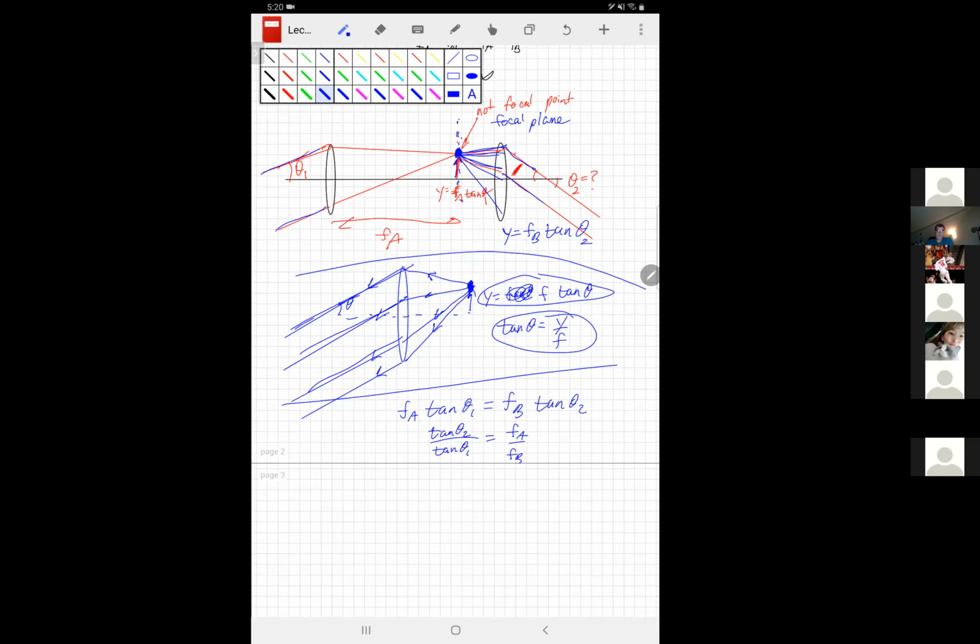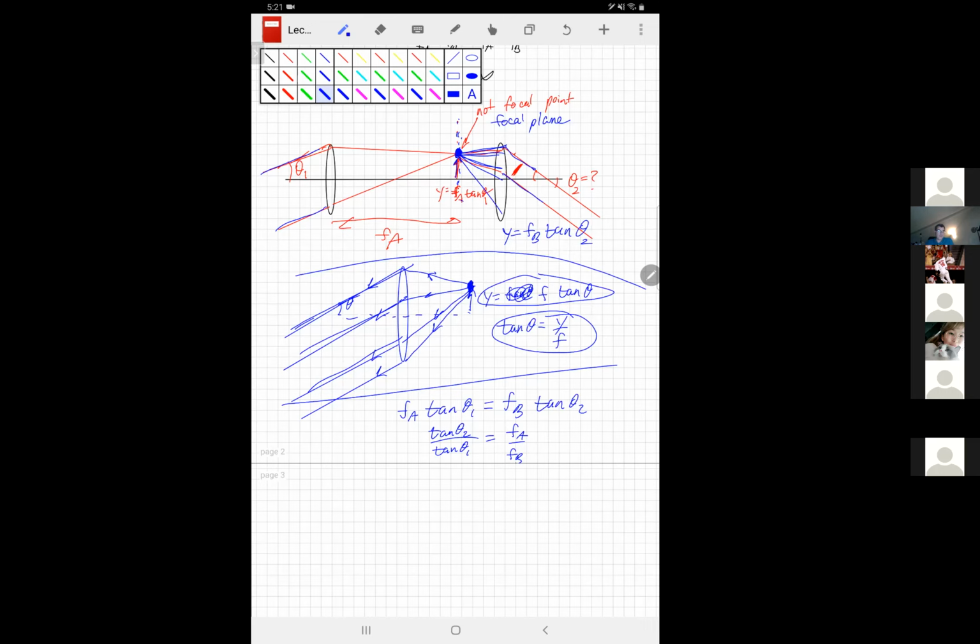Is it a coincidence that this looks like Snell's law? How does it look like Snell's law? Snell's law is n1 sine theta 1 is equal to n2 sine theta 2. And we don't have any n's in here, and we don't have any sines in here. So, I mean, okay, it's something multiplied by a trig function equals something else multiplied by a trig function. But there are things like that throughout optics.